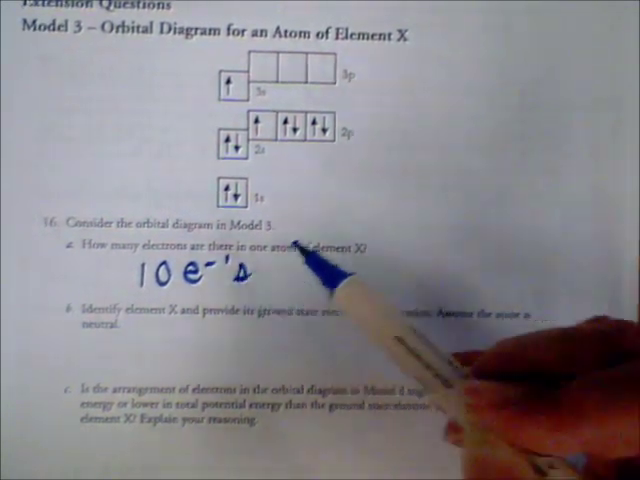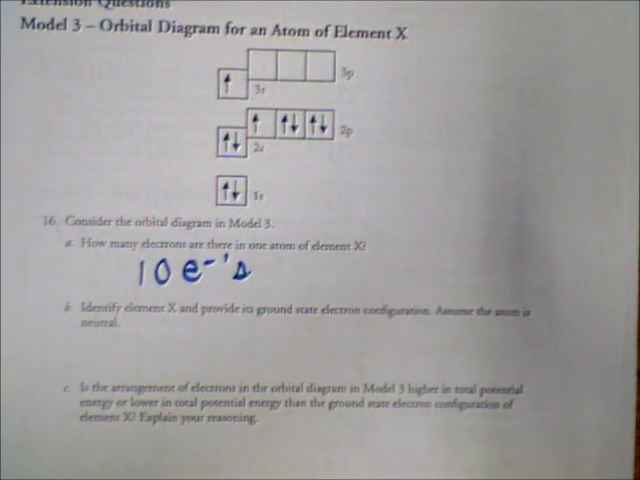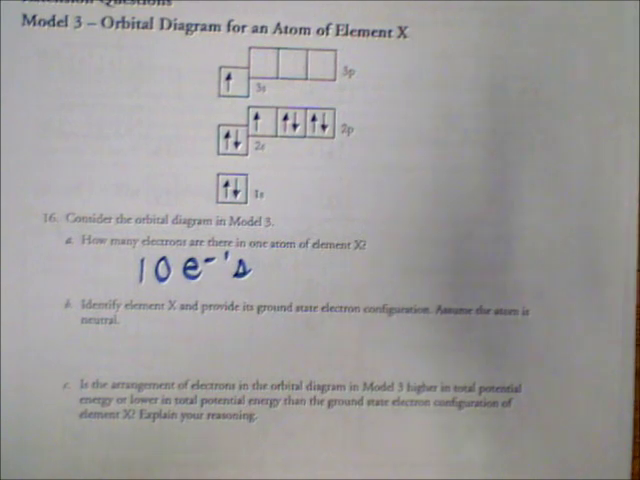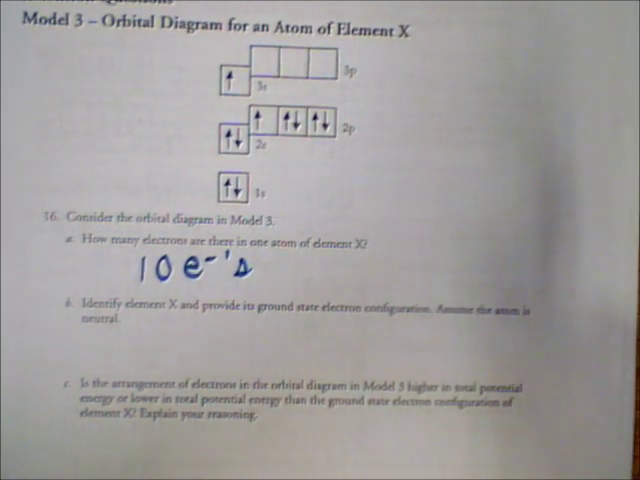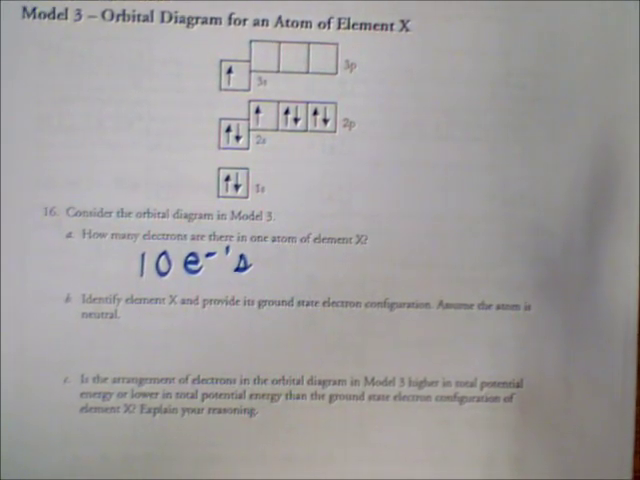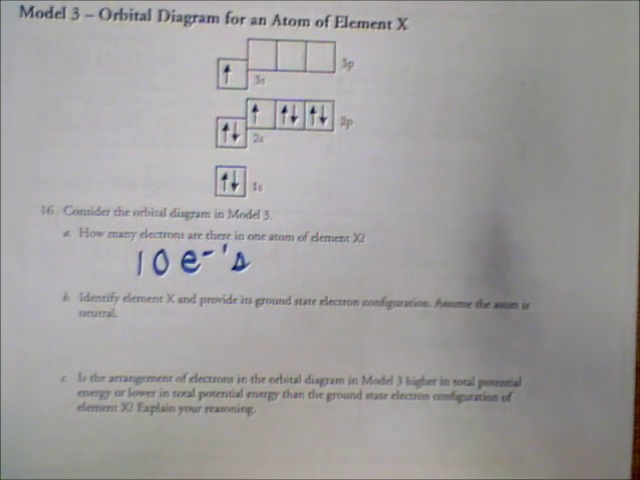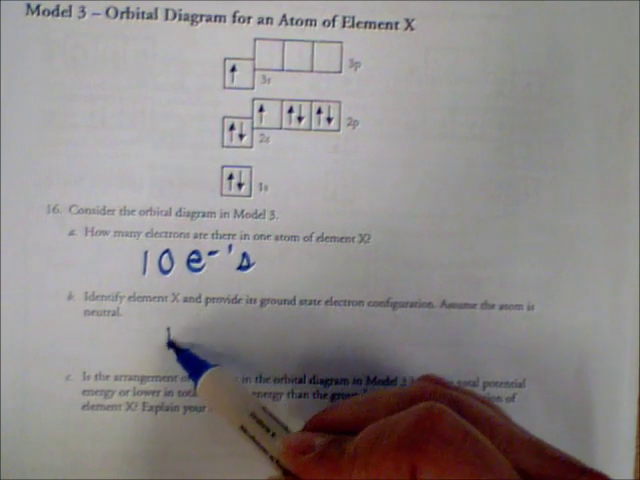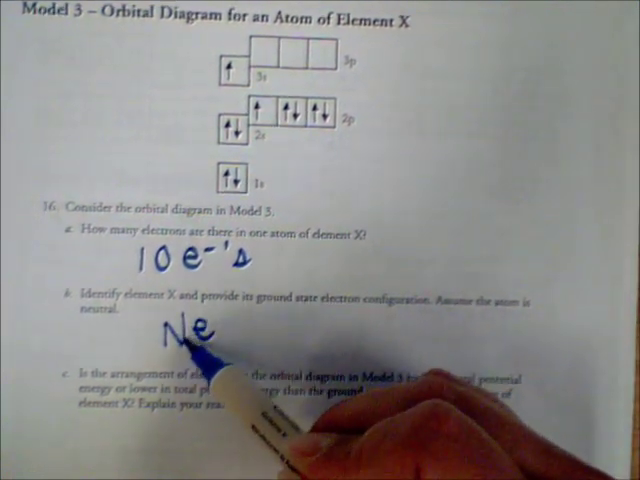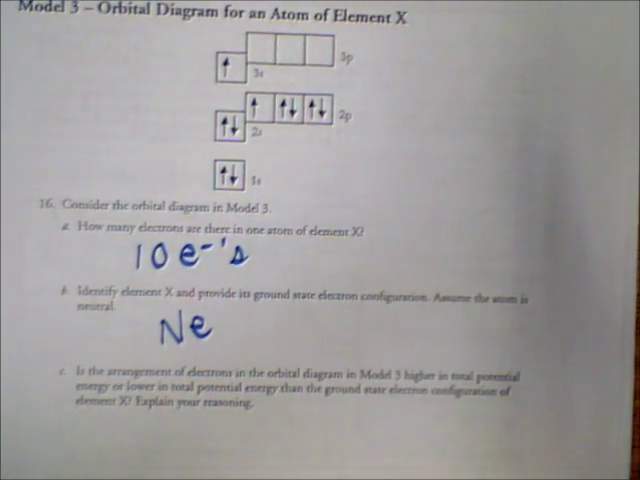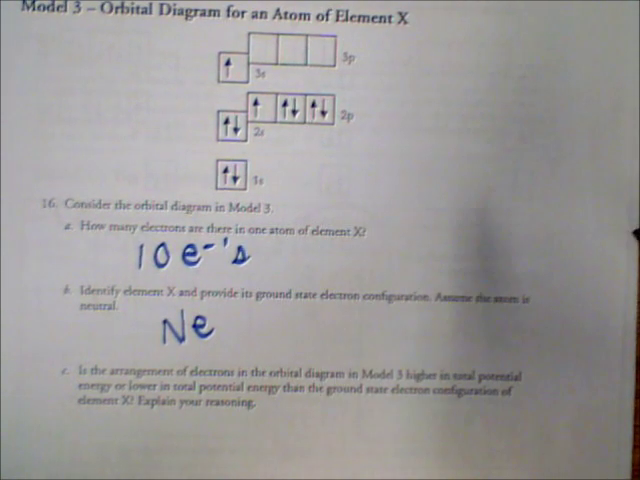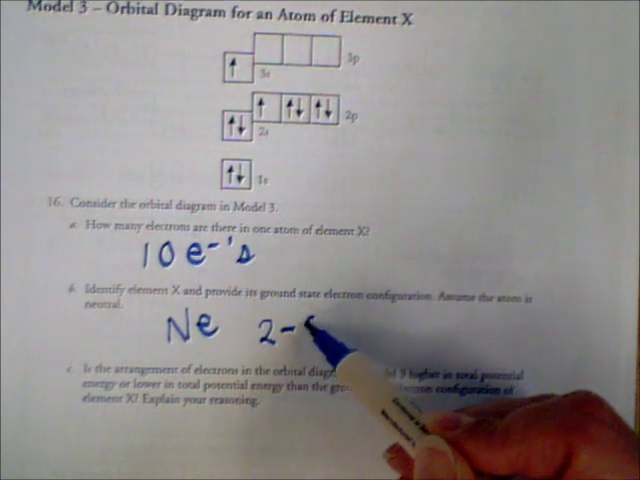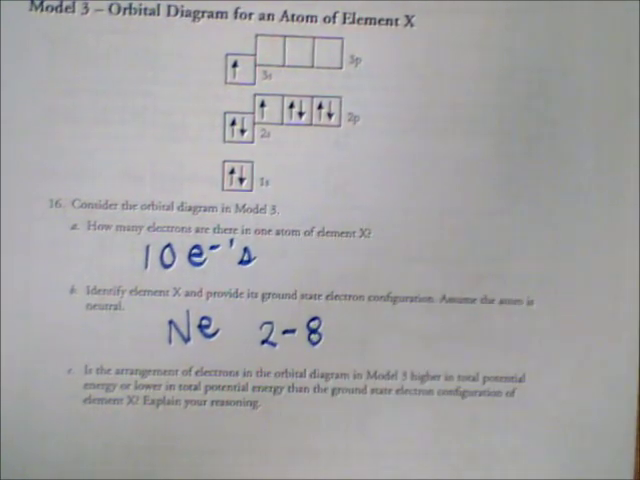Now, they made a mistake, didn't they? They did make a mistake. But what they want us to do first is at least let's identify which element this is. If it has 10 electrons, what element are we talking about here? Well, if I look at my periodic table, it says that 10 is neon. And what is the ground state electron configuration for neon? Well, we have the 2, and then it's got to be 8, and that makes 10.